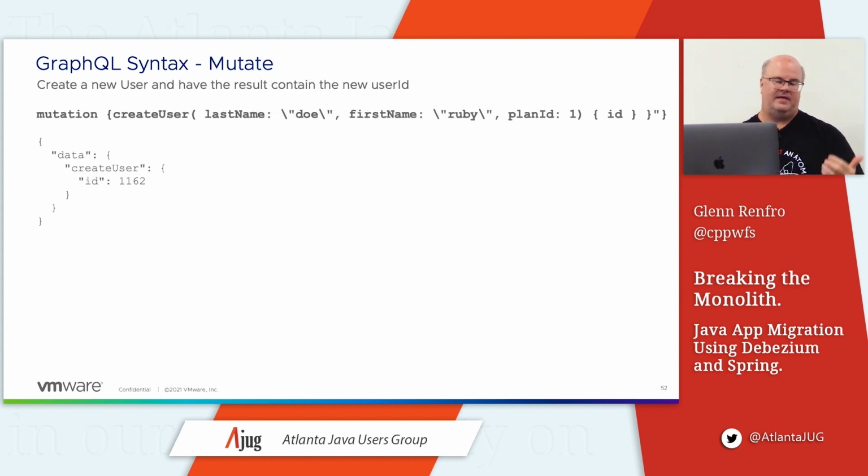But hitting that same endpoint, I can also mutate that data. I can alter the data. In this case, I want to create a user, and I can say last name Joe, first name Ruby, and then I want to specify the plan ID. But then I want it to hand me some results back. I want the ID that you created for the user ID. So in this case, I want you to hand me back user ID 1162.